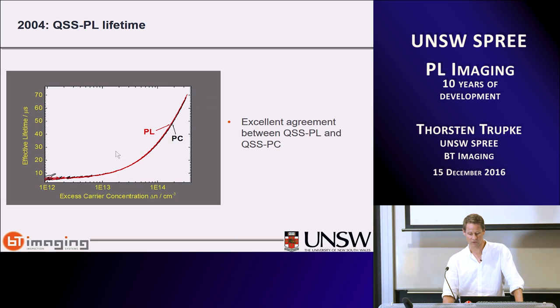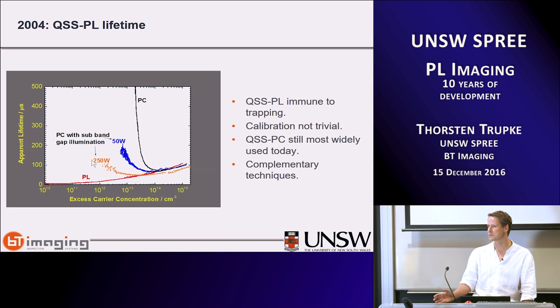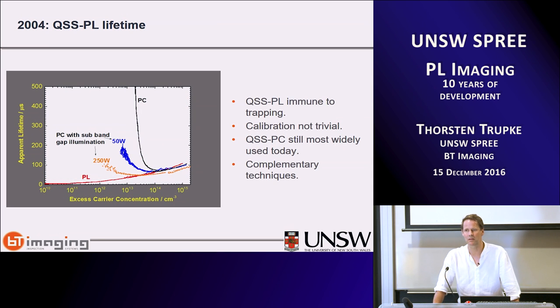And we showed that on most samples, or many samples, we get very nice agreement between those two. On the other hand, in the early 2000s, it turned out that QSSPC can be affected by a number of experimental artifacts due to, for example, the so-called DRM effect, minority carrier trapping, and in the meantime, several others have been identified. And what that means is that the measured lifetime that you get from QSSPC shoots up here at low excess carrier densities to very unrealistically high values.